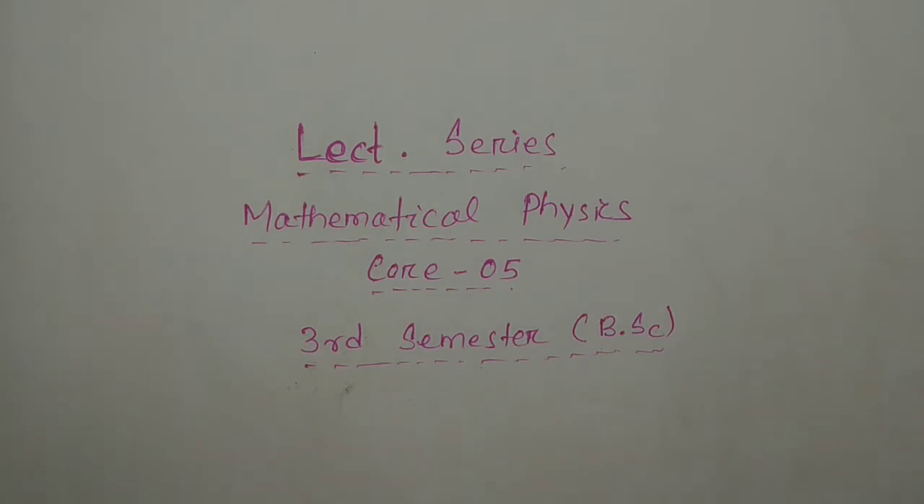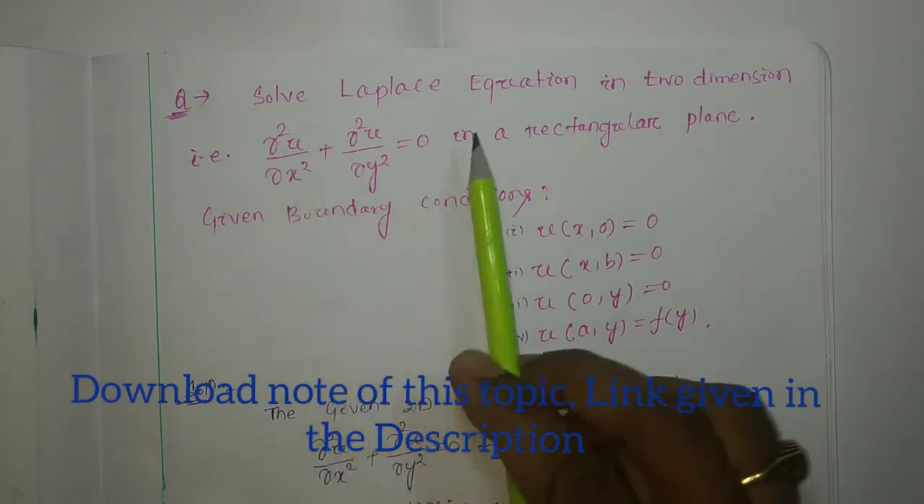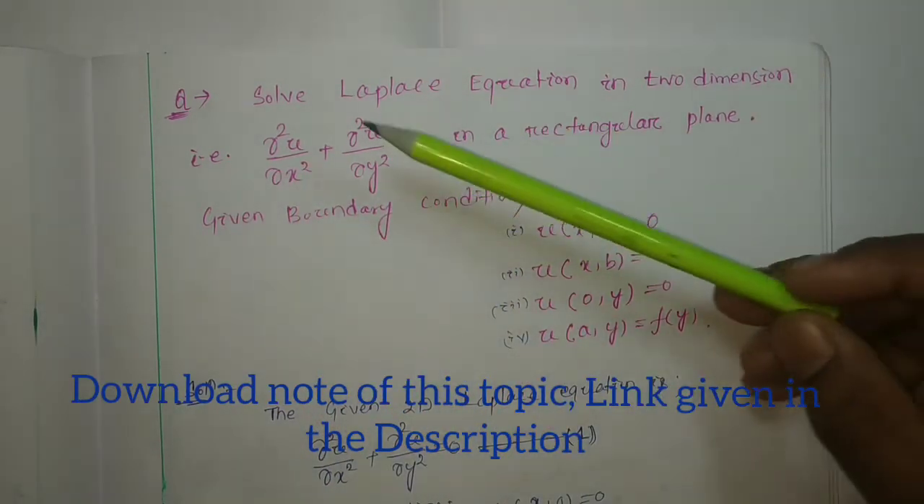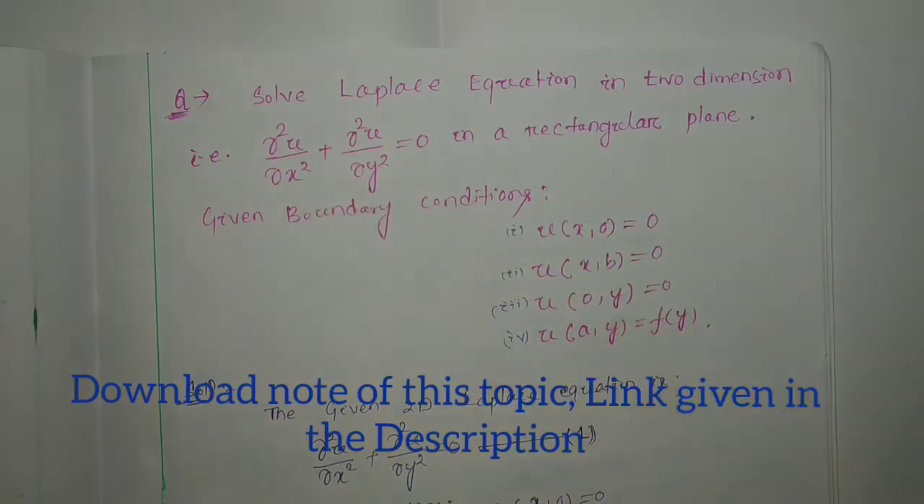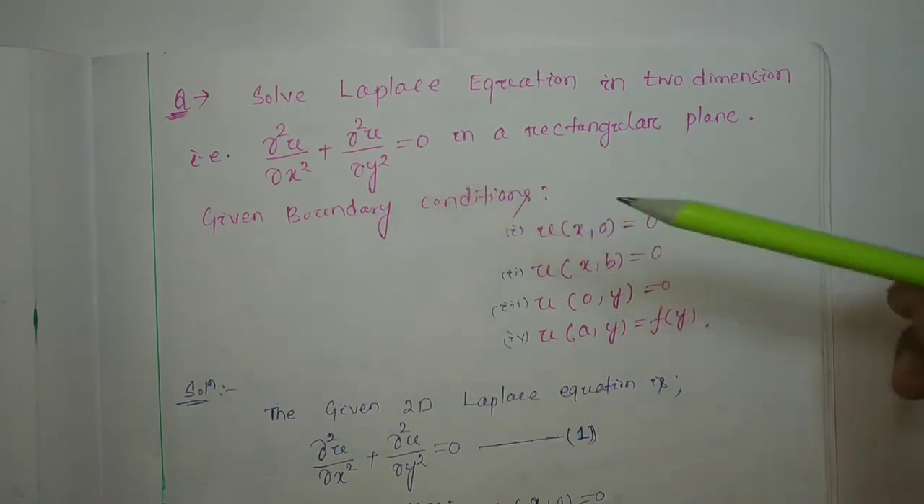In this class we are going to discuss how to solve the Laplace equation in two dimensions, that is, del square u by del x square plus del square u by del y square equal to 0, in a rectangular plane.